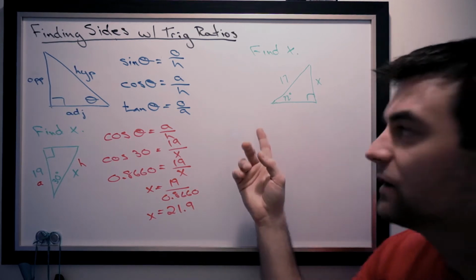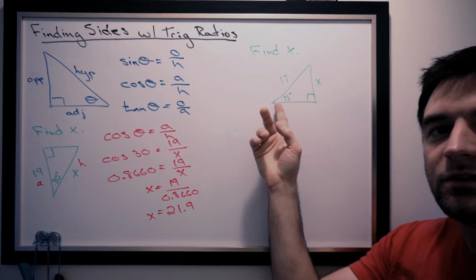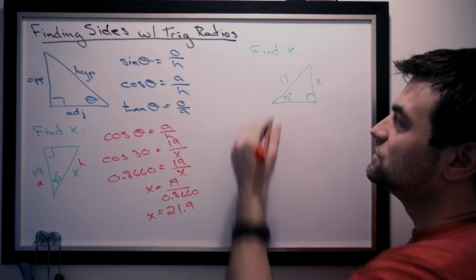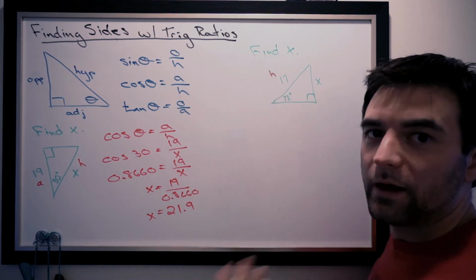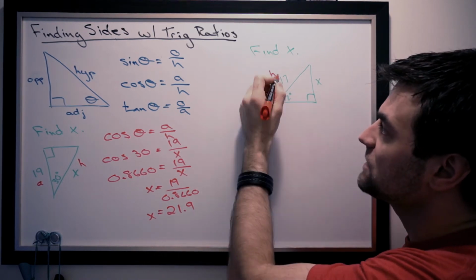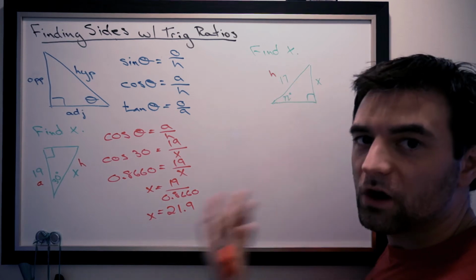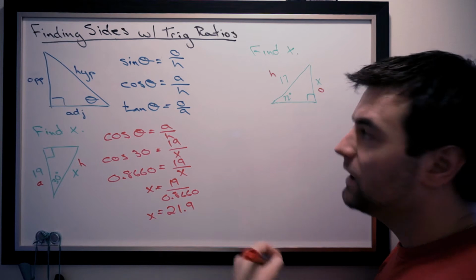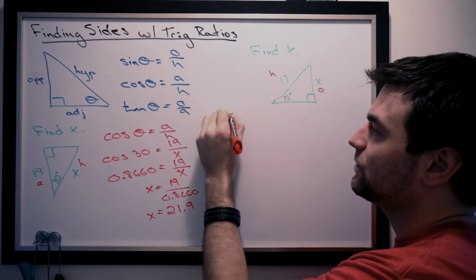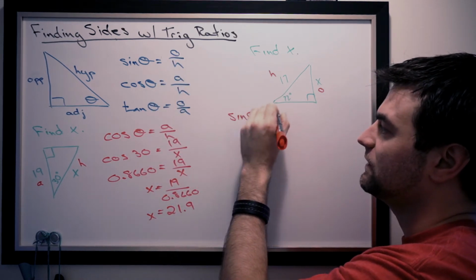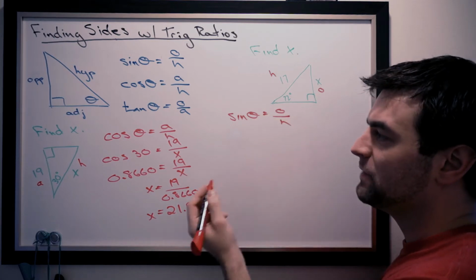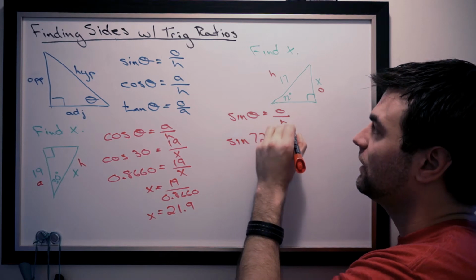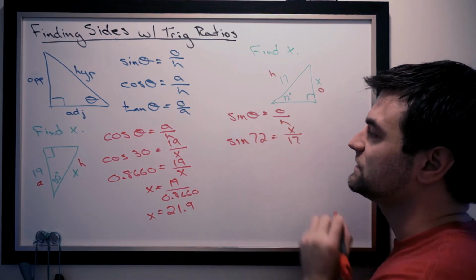In the second case here, I have a triangle with an angle of 72 down here. I have a side of 17 and a side of x. So the side of 17, that would be my hypotenuse, because it's across from the right angle. This x is across from the angle, and so it's the opposite. And opposite and hypotenuse is going to require a sine formula. Sine theta is opposite over hypotenuse. Filling in what I know, sine 72 equals x over 17.